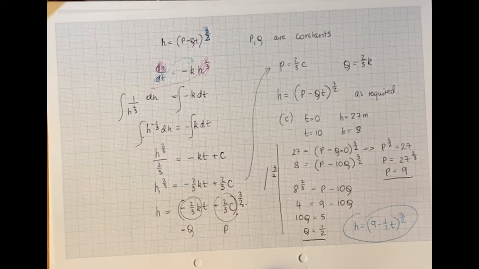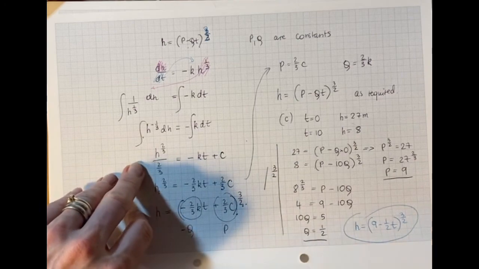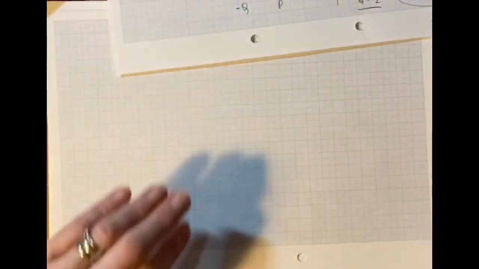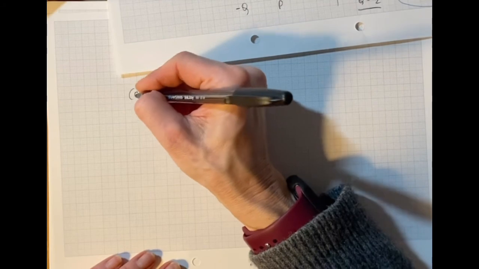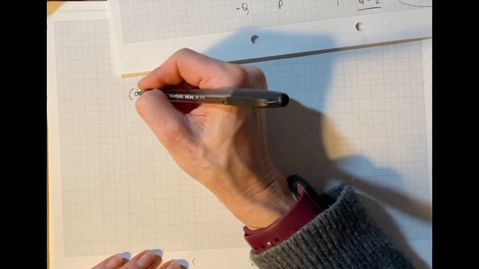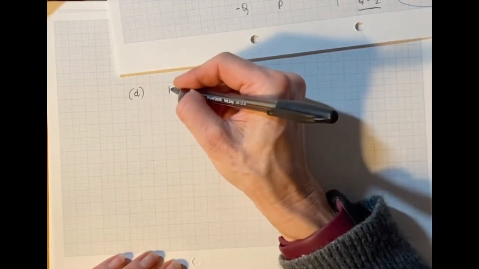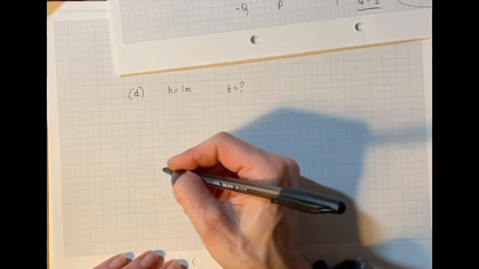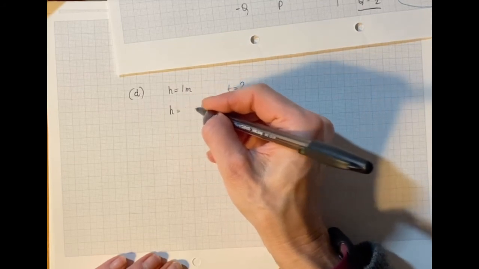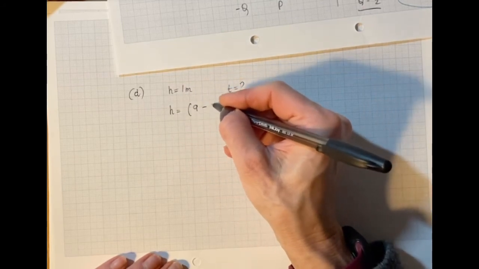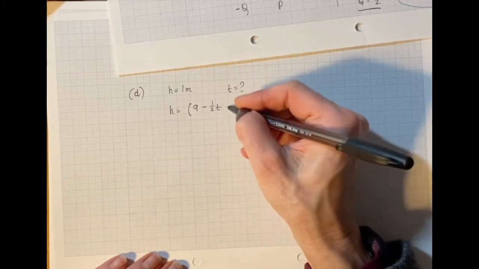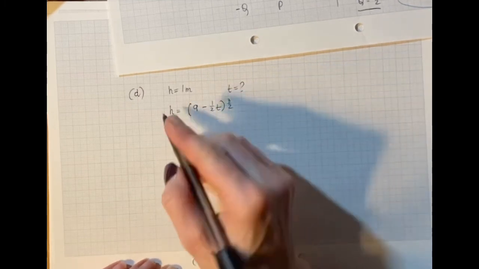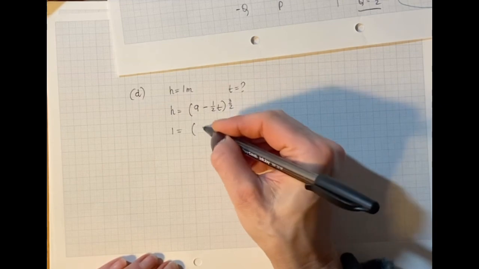Okay, last question on this is part D. Find the time in minutes when the water is at a depth of 1 meter. So that's part C. No, part D. So part D, h is equal to 1 meter. I want to find what time it happens. So we need to solve. Remember, this is our equation, 9 minus a half of t to the power of 3 over 2. We can solve this when h is equal to 1.